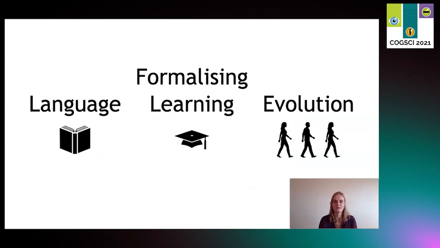Now, in order to analyze the tractability of a model, we first need to have a general formalization of this entire class of models. So our general formalization captures various specific instantiations of specific models. And our formalization consists of 3 parts: language, learning, and evolution. And I will show you how we formalize each of these parts in turn.